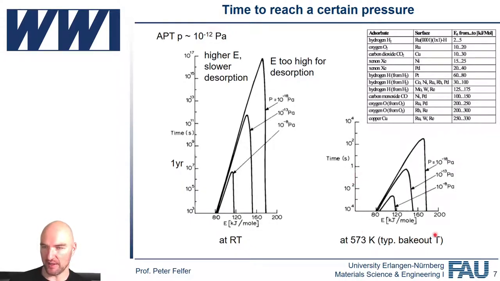But if you increase the temperature, so this is 573 Kelvin, a typical bakeout temperature, you will see that the maximum, even for 10 to the minus 8 pascals, the maximum time for a monolayer to come off is some tens of seconds. Obviously, usually we bake our system for longer than that.